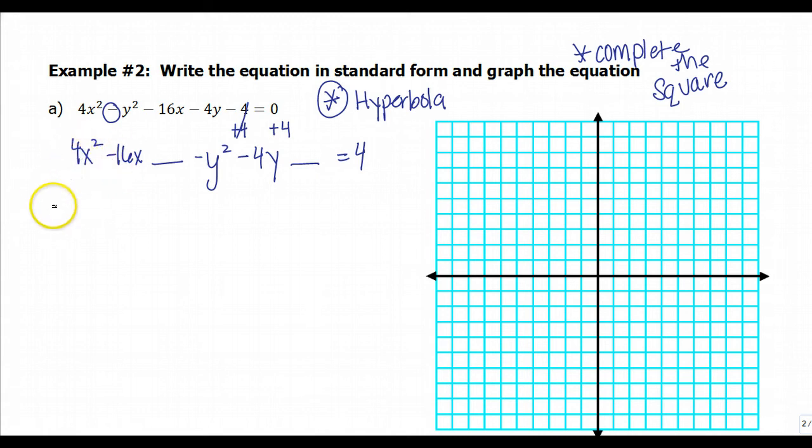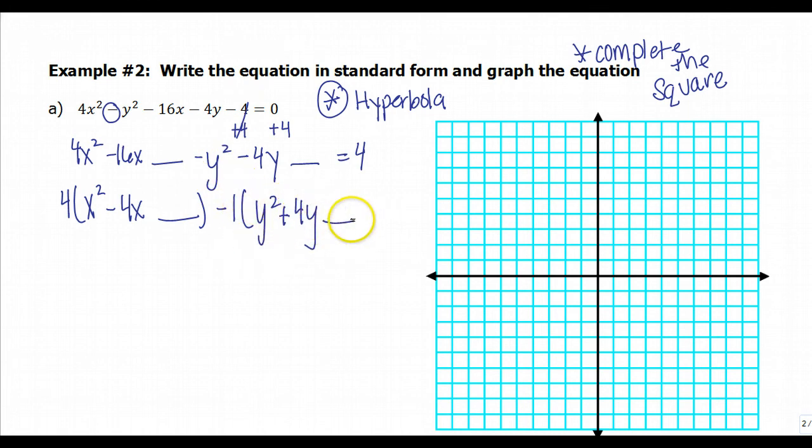So I have to factor out the GCF of 4. So I've got x squared minus 4x, leave a space. Then I have to take out the negative 1, right? Because I can't have that with the y. So I've got y squared plus 4y, space, equals 4.